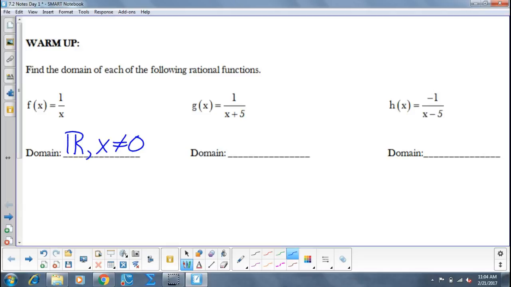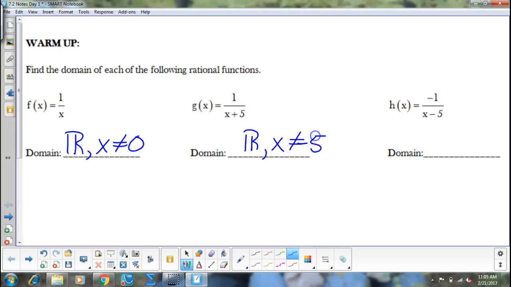Okay? All right? Second one, what did we come up with? I know half of you didn't do it, but you should be able to do it in the 5 seconds that it takes me to finish this sentence. Luke, what you got? No. I want the domain. You gave me the vertical asymptote. Right? All real numbers except x cannot equal -5. Bingo. All real numbers except x cannot equal -5.